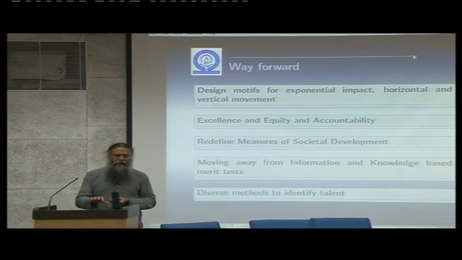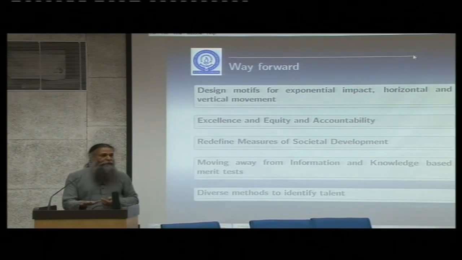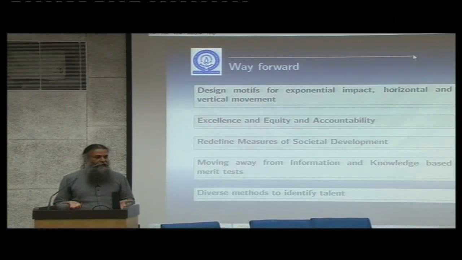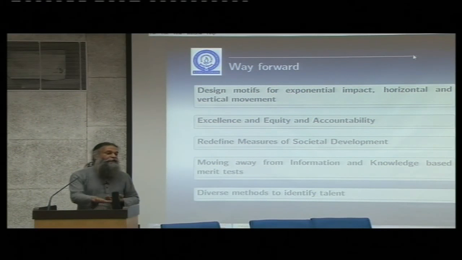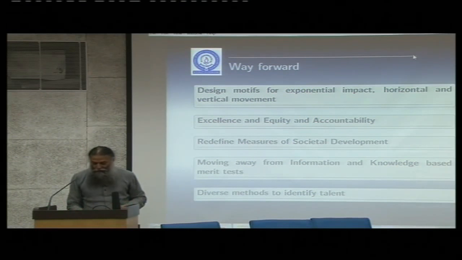And that's a broad issue, but one could be how diverse things people are able to choose when they are young. How forced they are and how free they are in terms of the choices that they make. Instead of always talking about consumption and models based on that. And we should move away from information and knowledge based merit tests and devise diverse methods to identify talent. And we must do research on all this. These are the issues on which these institutions should begin doing research actually, that how to do all this.